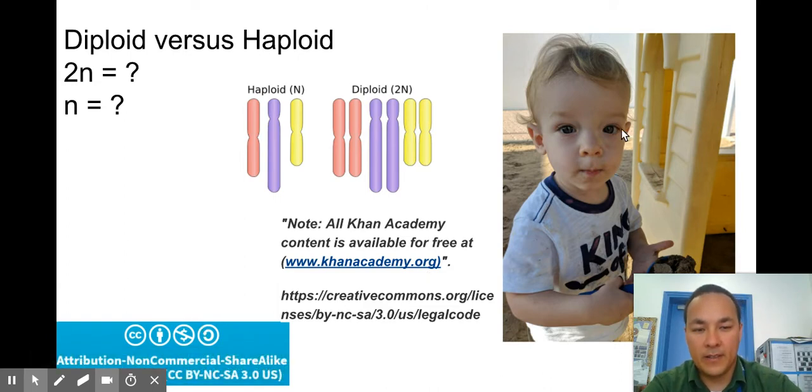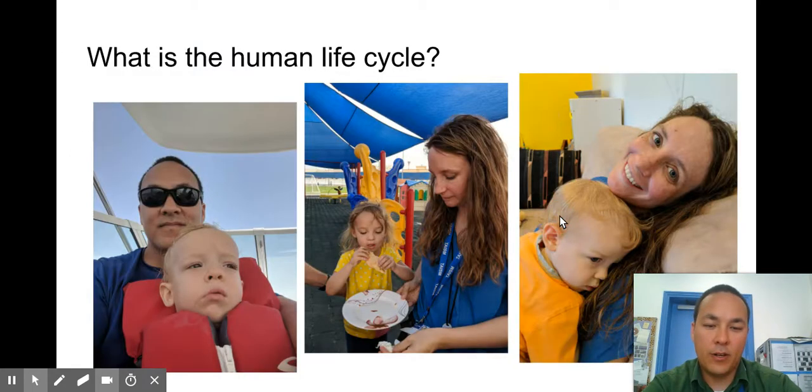So here we go. Let's learn about making Rory right here. All right, and he's going to be full of diploid cells, 2n is equal to 46. His reproductive cells will be sperm, and they will be n is equal to 23. My daughter's reproductive cells will be eggs, and those will be n is equal to 23 as well.